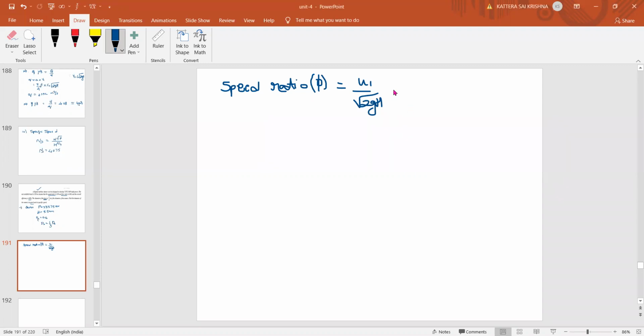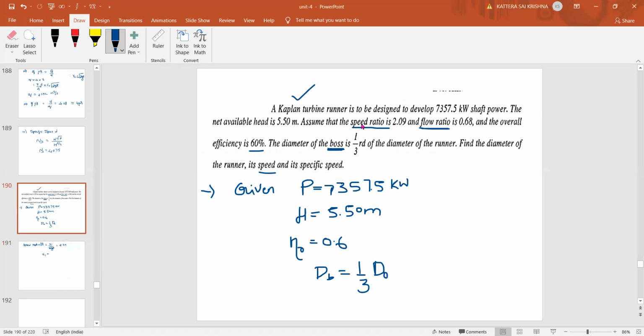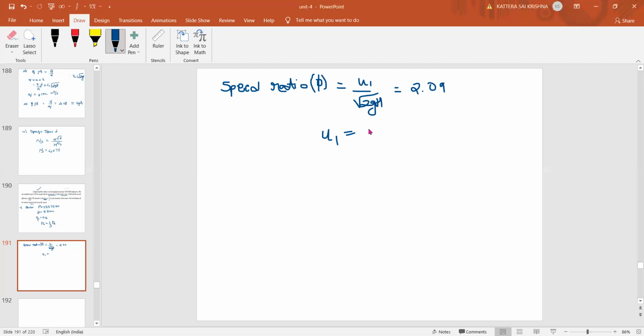Are you able to see the screen? Yes, sir. Okay. So the value of speed ratio is given as 2.09. From this you can find U1. So U1 equals 2.09 into under root of 2 into 9.81 into H, which is 21.71 meter per second. So this is from the speed ratio given.